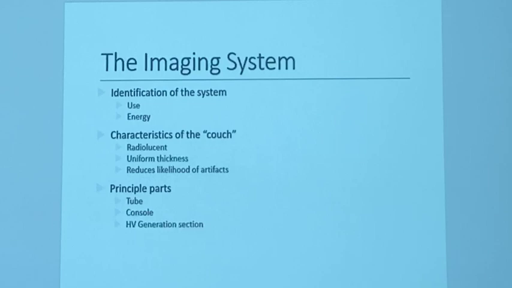up here. All right, so the imaging system, if you remember, is identified in two different ways, that is use and the energy created. And I'm going to be asking y'all for some feedback on some of this stuff, see what you remember. What were examples of usage?